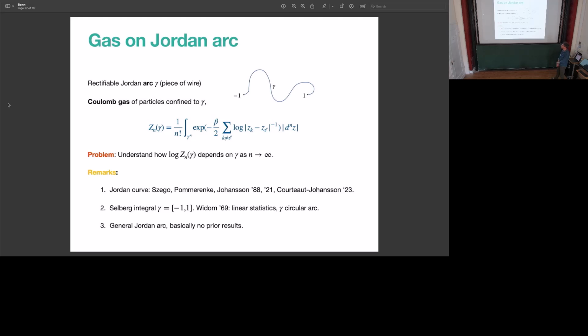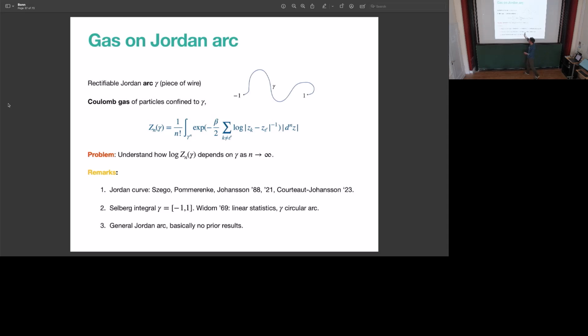In the case of the arc, at least when you have just the straight line segment, this integral actually has a name. It's called the Selberg integral. People have computed asymptotic formulas expressed in special functions and so on. So that's, to some extent, well understood.